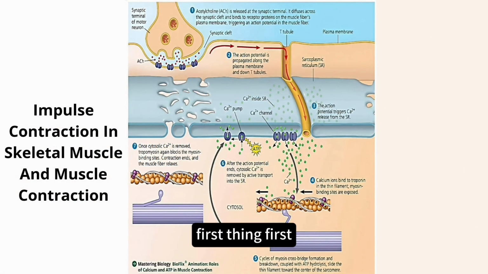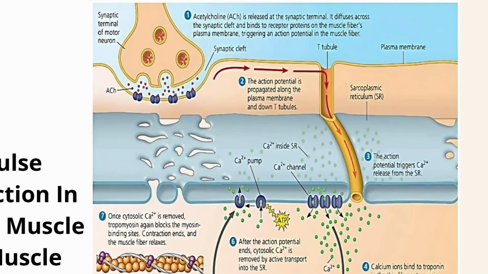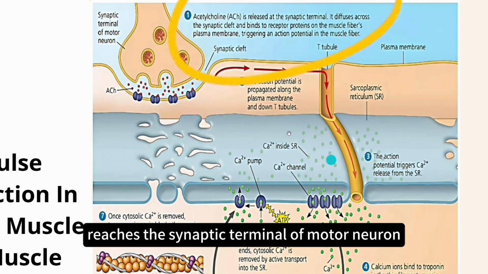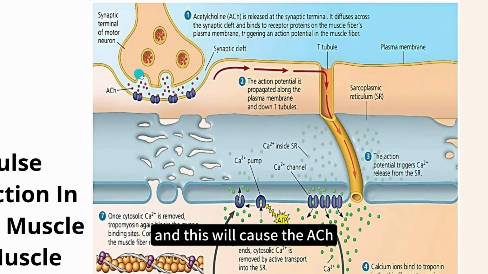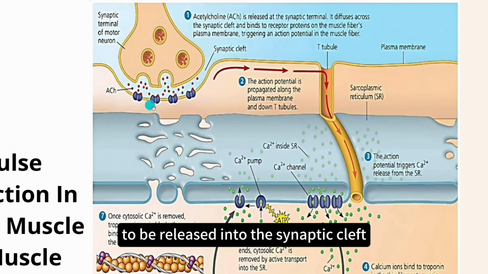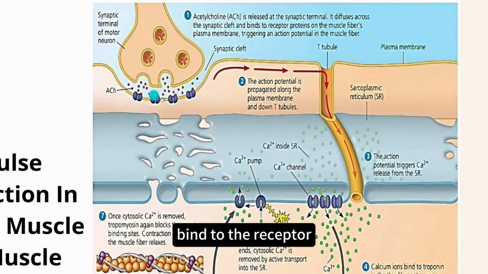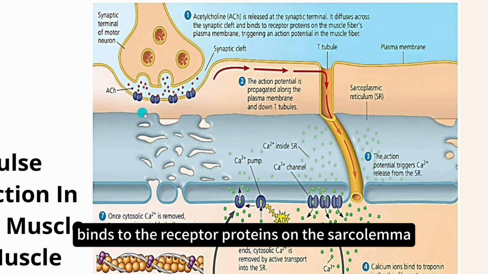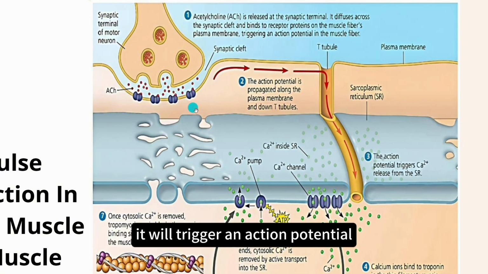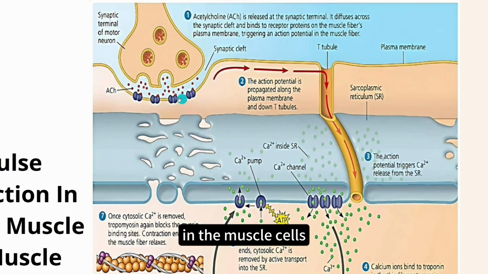First things first, a nerve impulse reaches the synaptic terminal of the motor neuron, and this will cause the ACh to be released into the synaptic cleft, and it will diffuse across this synaptic cleft and bind to the receptor. Once the ACh binds to the receptor proteins on the sarcolemma, it will trigger an action potential in the muscle cells.